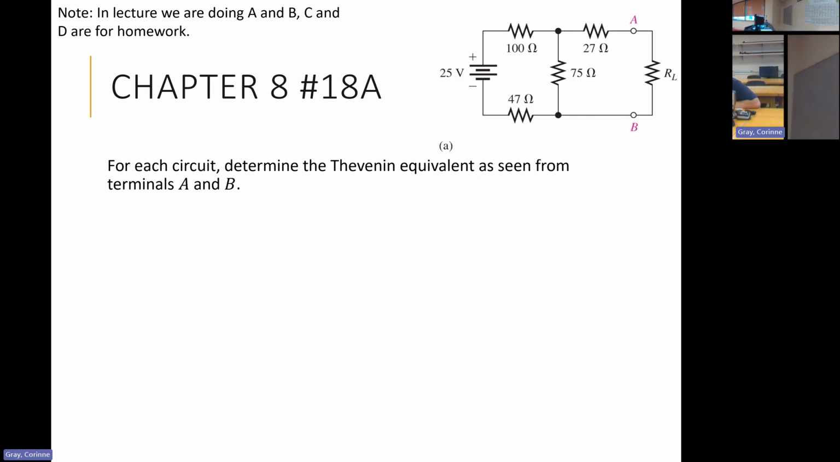A and B are going to be clearly identified. They're always going to be associated with where our load is. So basically you're going to have A in the direction of current first and then B afterwards. When you take out the load resistor, that's where you could replace it with that voltage. But like I said, this is where we start on Thursday.